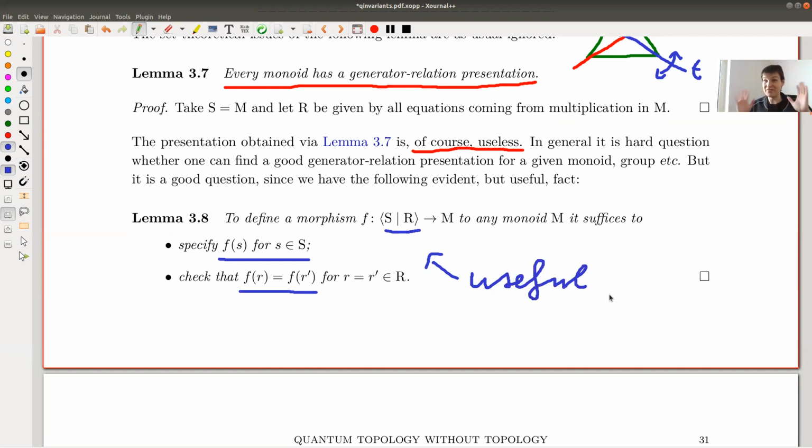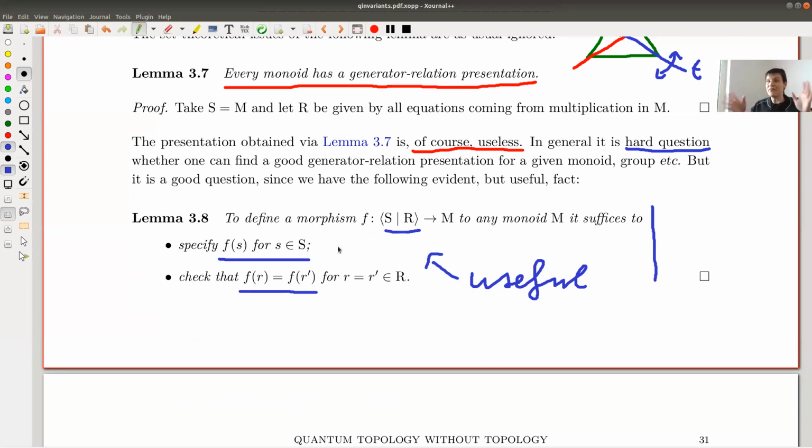I mean, this is really the point of a generator and relation presentation. In order to check something, you don't need to go through the whole multiplication table. You do it on your generators and relations. And if you have found a good presentation, like a small one, a slick one, then it saves you so much trouble. So this is great. It's a triviality if you think about it. Everything is built such that it works. And the hard question is: can you find a good generator and relation presentation for your monoid? That's the main question. But this is something you should keep in mind.